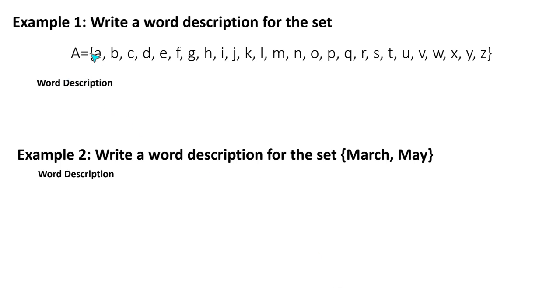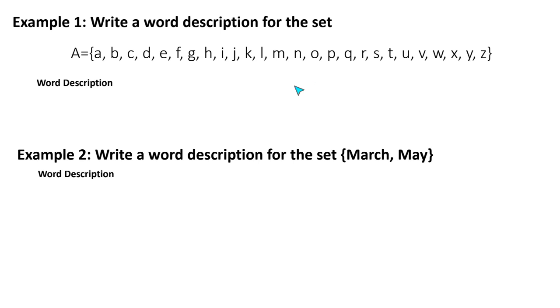Here we have example 1: write a word description for the set. They give us a set here. We use capital letters to name a set. This set is A, B, C, D all the way to Z. So what would be a way for us to describe this set? What is it that we're seeing here? Any ideas? Anybody want to take a shot at it? What are these called? These are all letters in the alphabet.